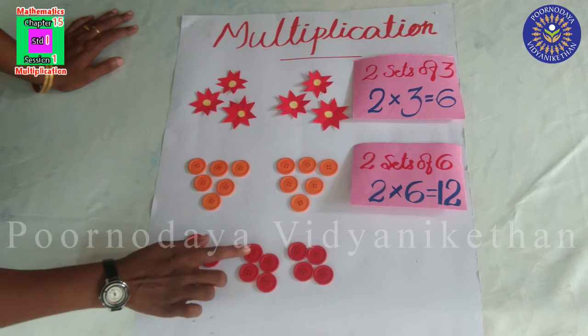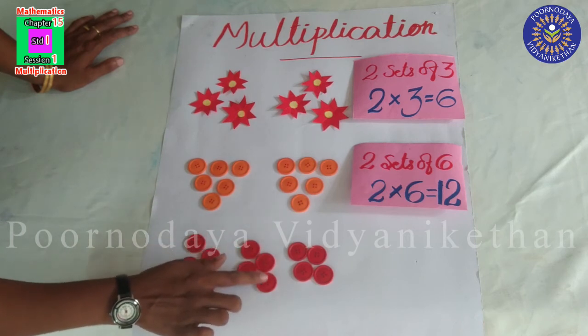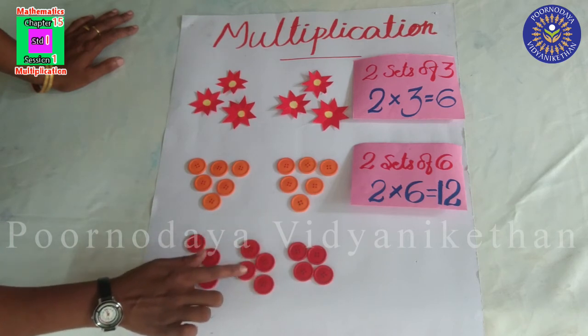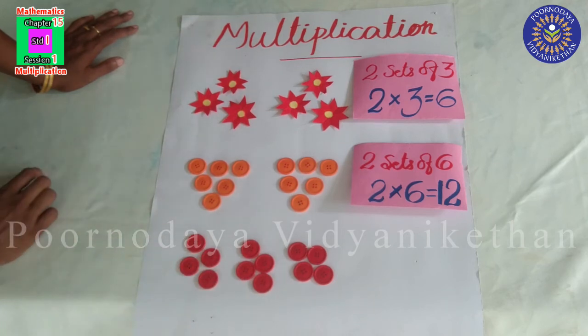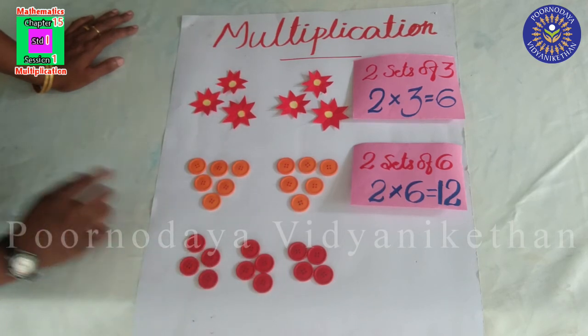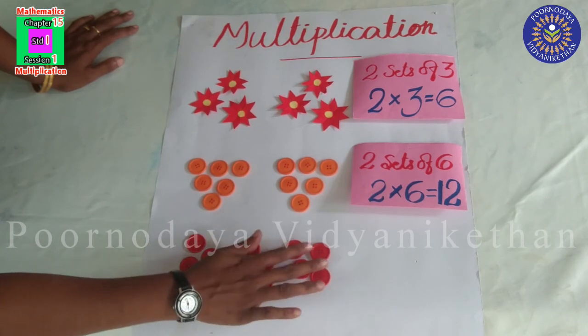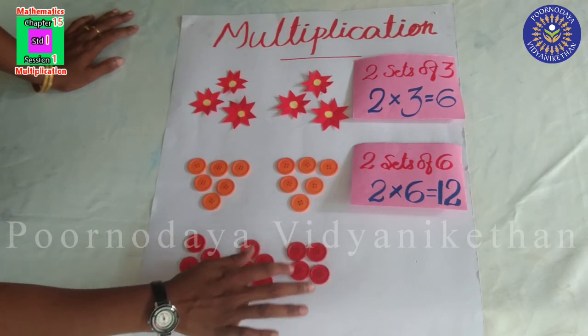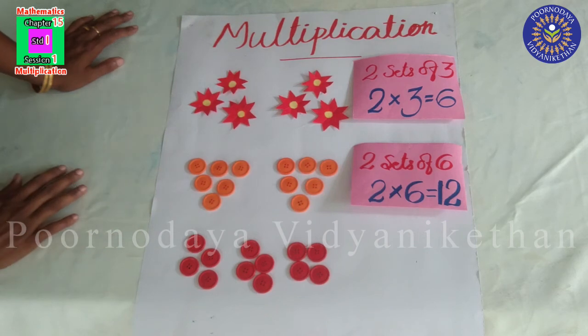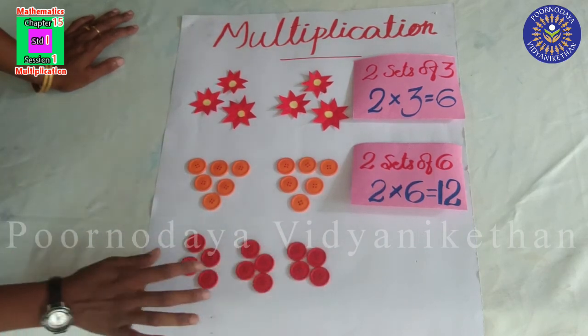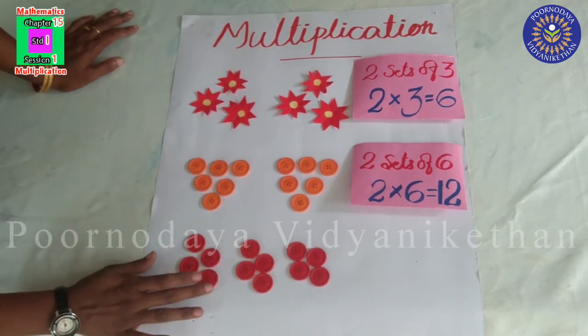Look at the second group. 1, 2, 3, 4. In the second group there are also 4 buttons. Look at the third group. 1, 2, 3, 4. These are also 4 buttons. Now look here, 3 groups of 4 buttons.